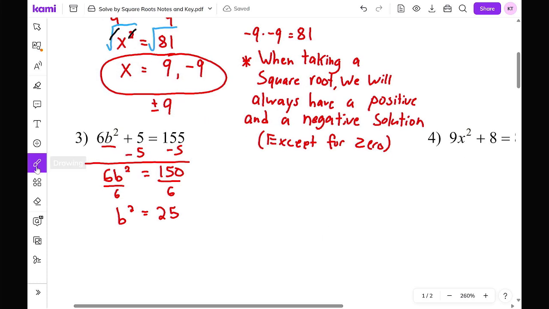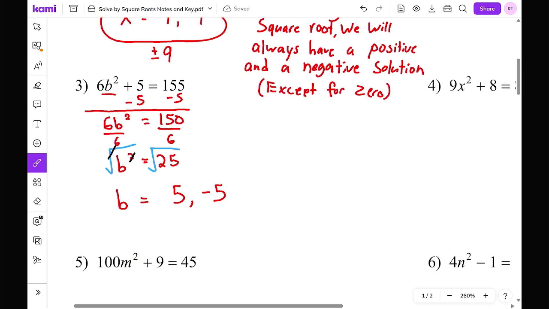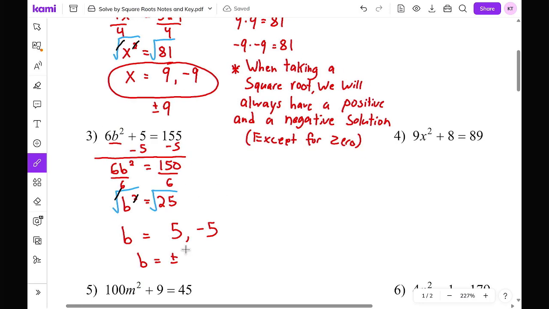And then again, like the last one, now I'm going to take the square root of each side. The b squared and the square root are going to cancel each other out, leaving me with just b. And then the square root of 25, which is a perfect square, is going to leave us with 5. So we're going to get 5 and -5, because again, we'll have both the positive and a negative solution. Or again, you can also write it as b equals plus or minus 5.